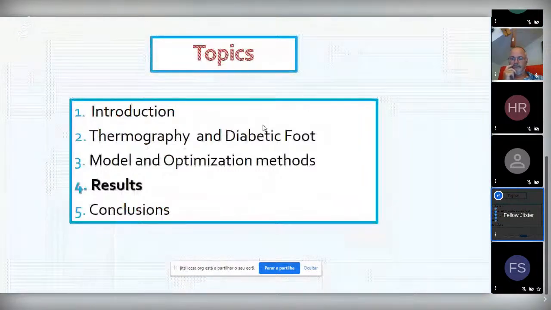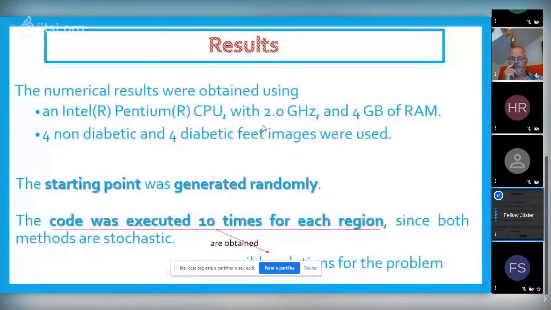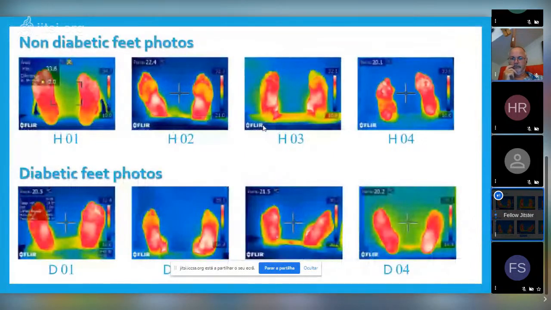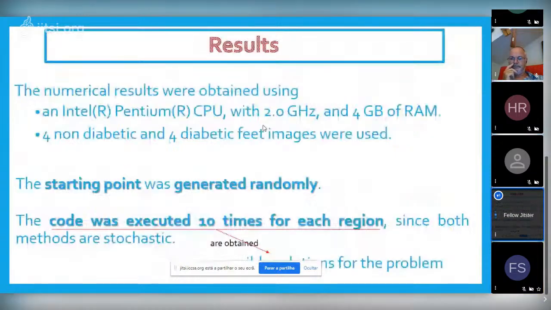As for the results, to test this, we used 8 photos, 4 of non-diabetic individuals and another 4 of diabetic individuals. A Pentium with 2 GHz and 4 GB of RAM was used. We got the starting points generated randomly, and as the methods are stochastic, the code was executed 10 times, so we got 10 possible solutions for the problem.